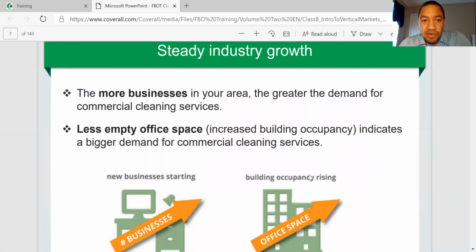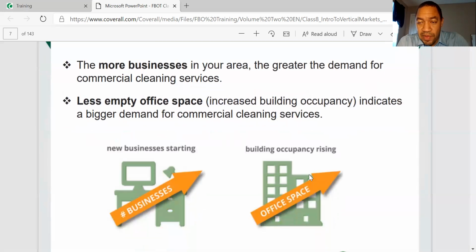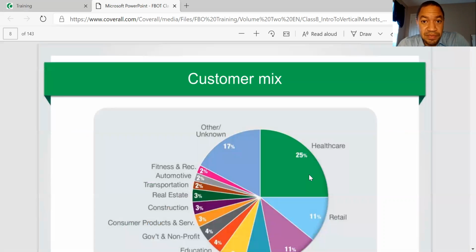Steady industry growth shows that the more businesses that are in your area, the greater the demand for commercial cleaning services. That means they need it because there's more occupancy. Less empty office space or increased building occupancy indicates a bigger demand for commercial cleaning as well. That means there are more people occupying the building, so obviously they need more cleaning, right? Because it's getting full. If it's less occupied, they don't need that much service.